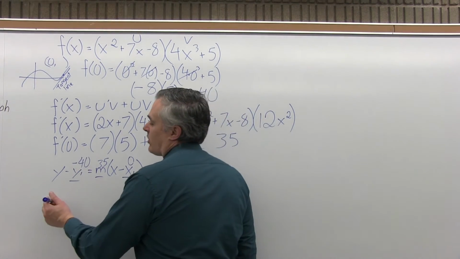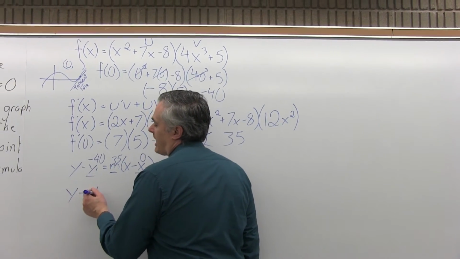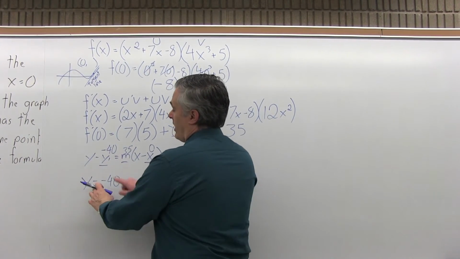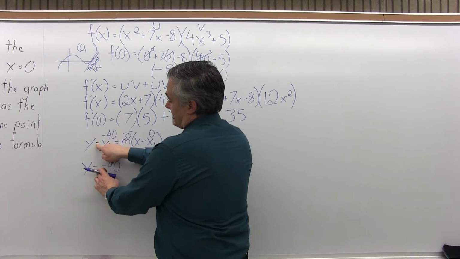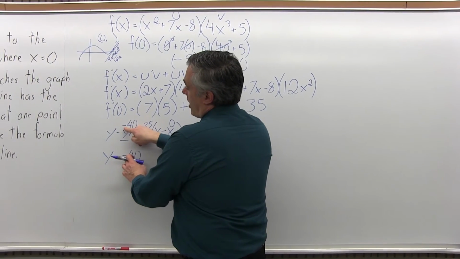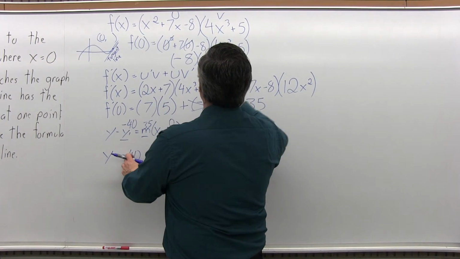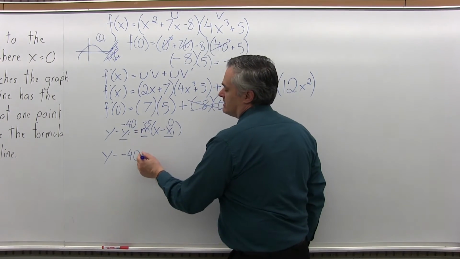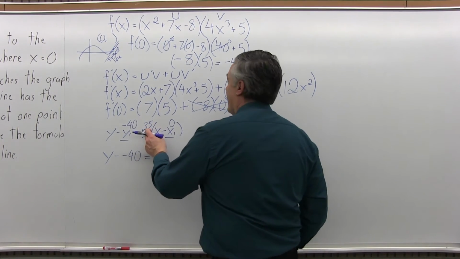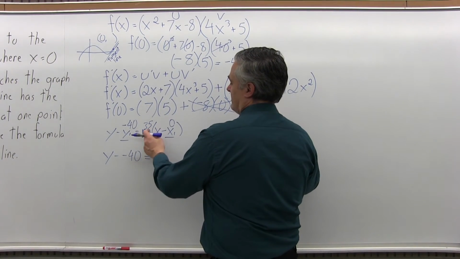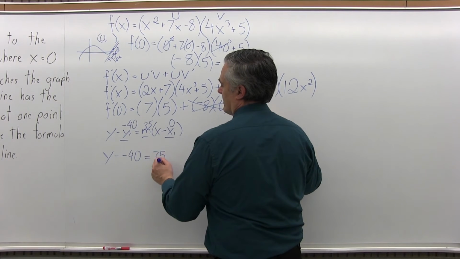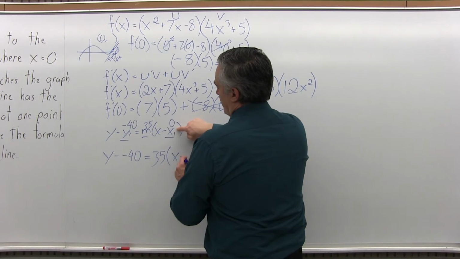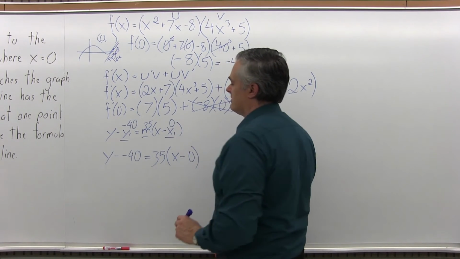So y minus y1 is y minus negative 40, which is really going to become y plus 40, right? Two negatives, one from the formula having a minus in it, and the other from the fact that the y-coordinate is negative 40 that we got from some previous work. Then equals, then the answer for m we got was 35. Then a parenthesis, then an x, then a minus, and then the value of x1 is 0.